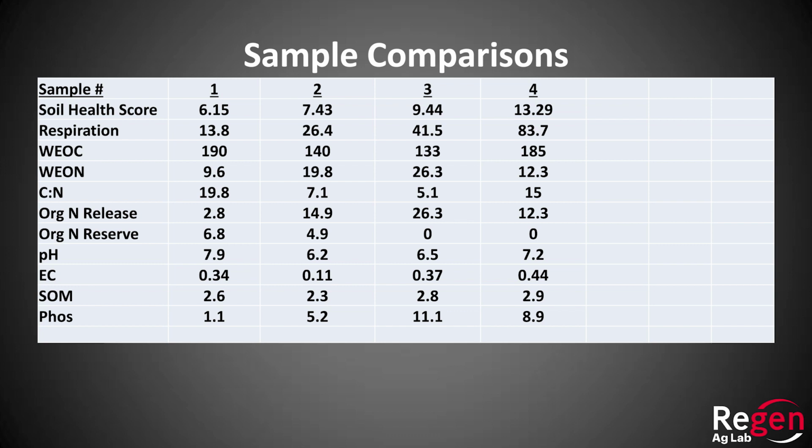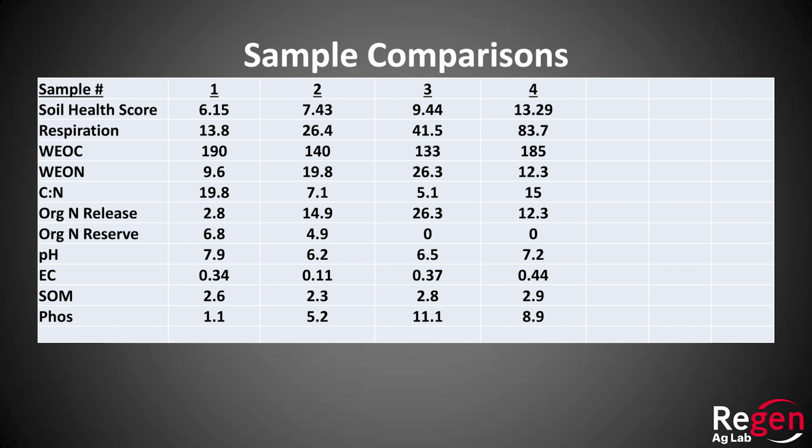So if I do quick math and I say 190, or actually go the other way around, 13.8 divided by 190, I get like 6%. So 6% of that carbon is being used by the microbes. Do I have a lack of food? No. My microbial demand is pretty low. I don't have a lack of food. I got plenty of carbon for those microbes.